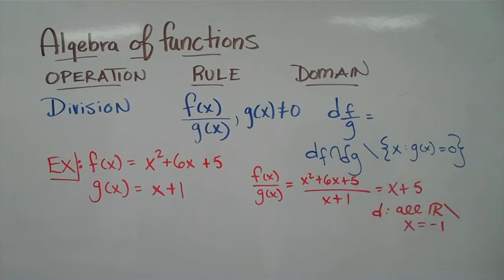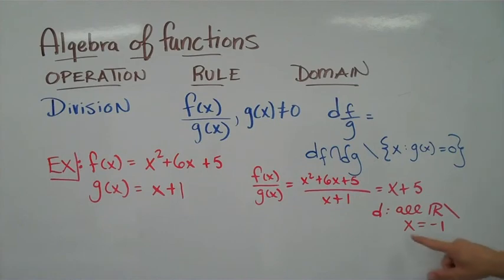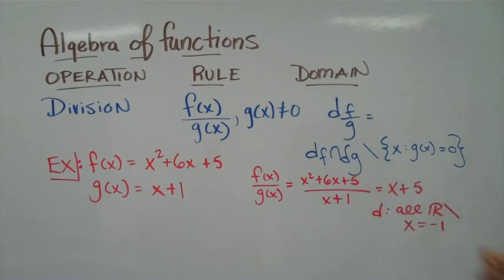What's the domain? Well, it's the intersection of the domains of the f function and the g function, which is all reals with the exception of x cannot equal negative 1 because our denominator, x + 1, cannot equal 0. X + 1 can't equal 0, so x cannot equal negative 1.